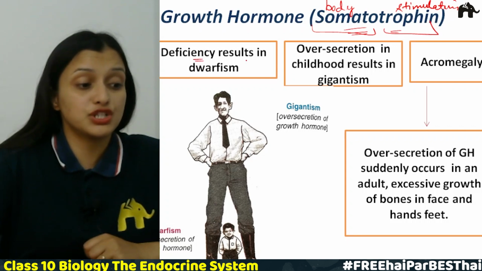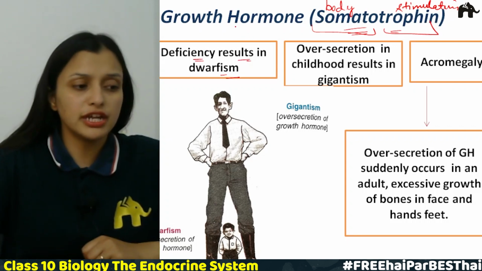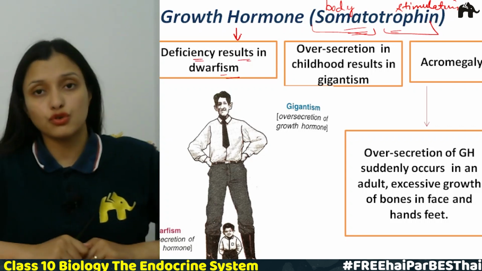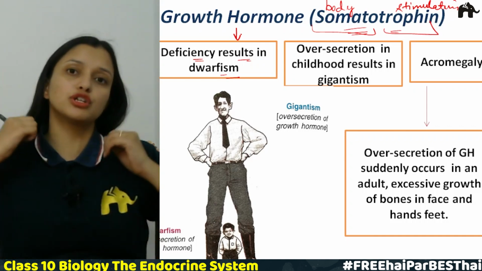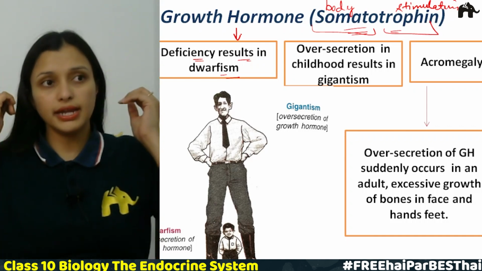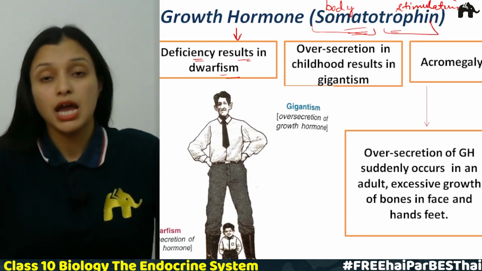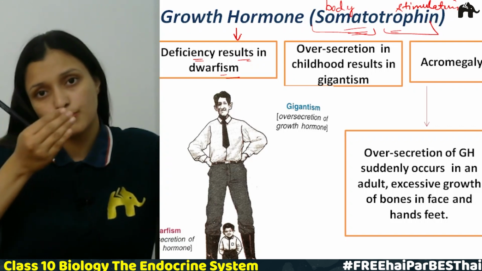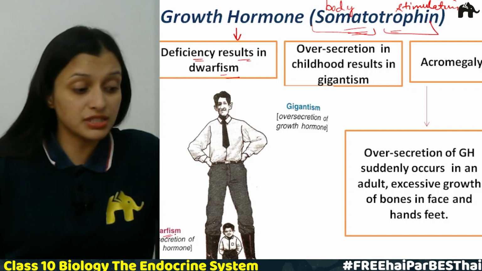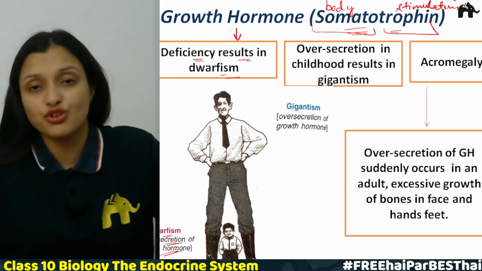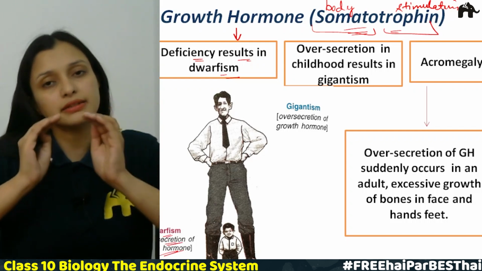So first is the deficiency results in dwarfism. If there is deficiency of this growth hormone, and growth hormone is related to the growth of the body, just think about the growth in terms of size. If the growth hormone is produced less in our body, that will lead to dwarfism. When there is under secretion of growth hormone, a person will remain a dwarf.